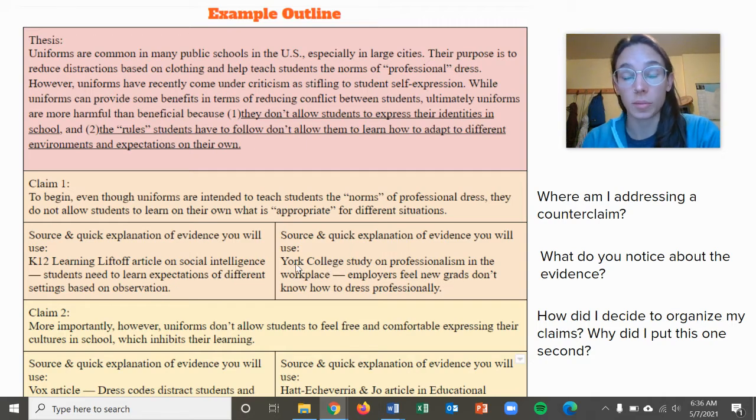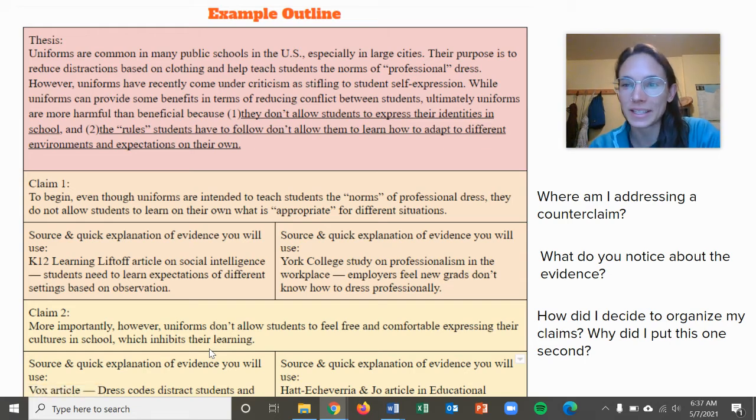So the other thing about your evidence is you want to have 2 different sources. Ideally, you'll have 2 different sources supporting your claim in each paragraph. So another source over here, York College study on professionalism in the workplace. Employers feel new grads don't know how to dress professionally. So I have these 2 different sources, just a quick explanation, a paraphrase, summary of the important ideas that I'm going to use in those sources to support my claim. And this example outline is also available in the synthesis essay resources that are posted today.